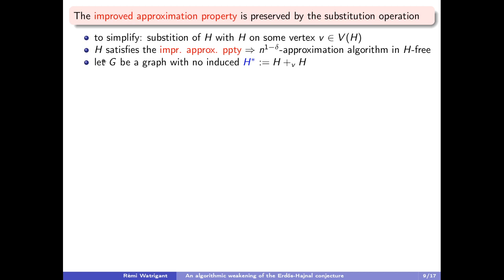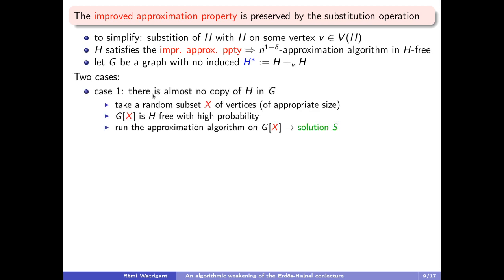Okay, and we assume that H satisfies the improved approximation property. So there is an n to the power of 1 minus delta approximation algorithm in H-free graphs. So we assume that we have a graph G with no induced H star, being the substitution of H by H. So there is no H star, but there might be some H somewhere, okay? There might be several copies of H in my graph G. And actually we will count this number of copies. So we can easily count it in polynomial time because H is fixed, okay? So we can run through all possible subsets of vertices of size of H.